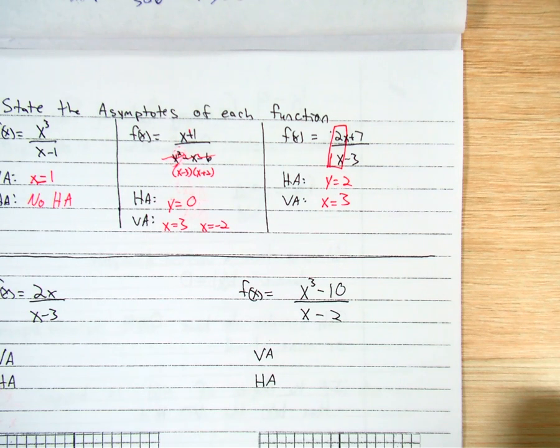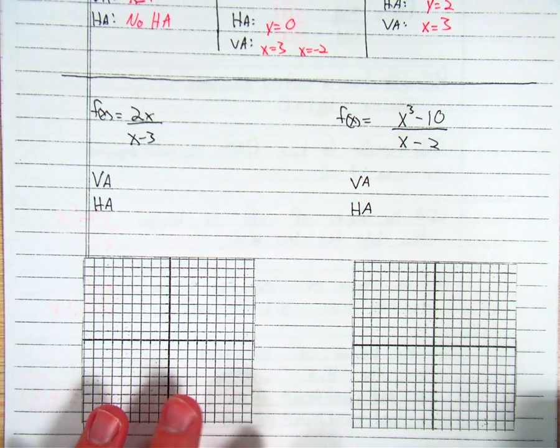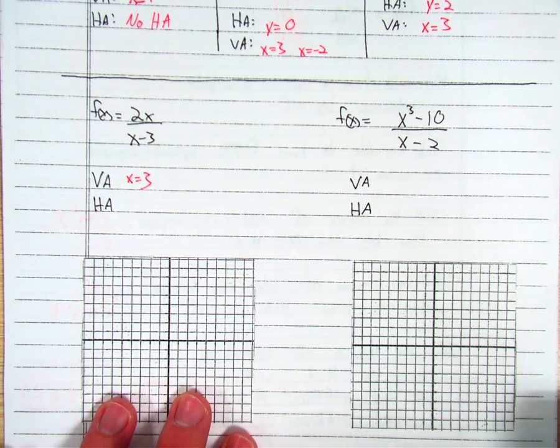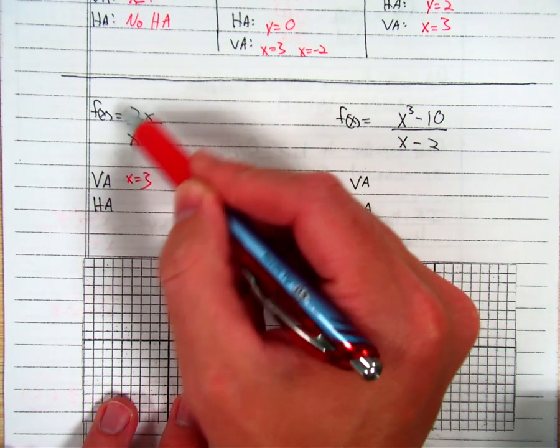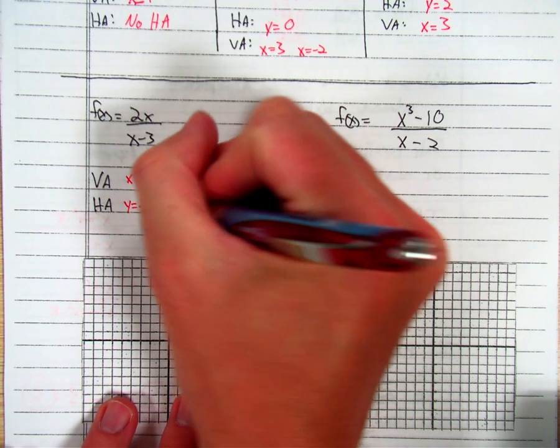All right. Let's get into graphing it for reals. F of x equals 2x over x minus 3. It's very similar to our last problem we just did. Our vertical asymptote is going to be at 3. Horizontal asymptote, we have a tie, 2x over 1x, so our horizontal asymptote is 2.